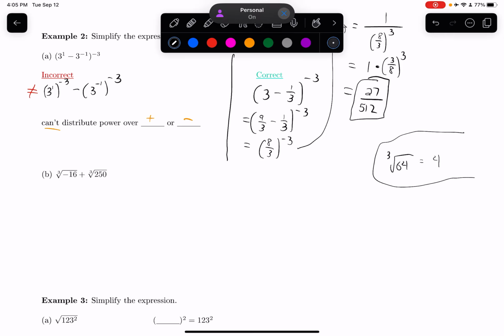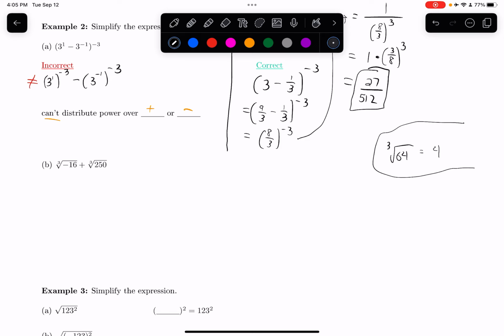These cube roots don't simplify so perfectly. So how can I do cube roots when they don't simplify so perfectly? I'm going to illustrate the idea with the 250, but it's going to be very similar for the negative 16.